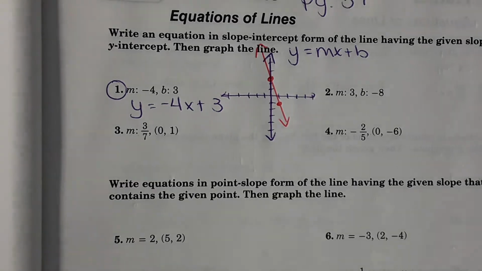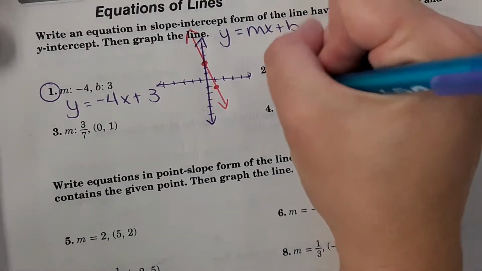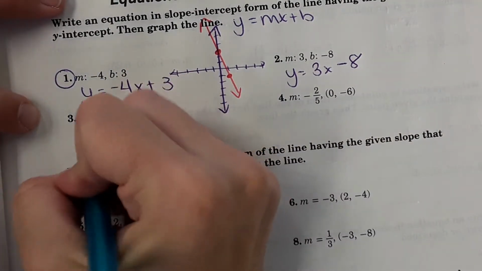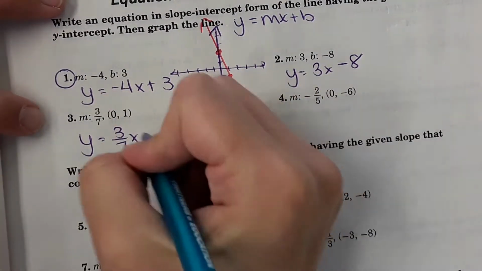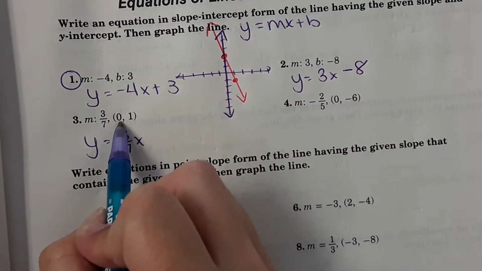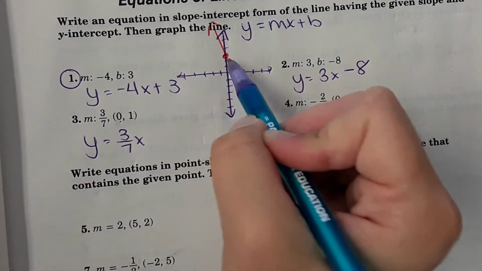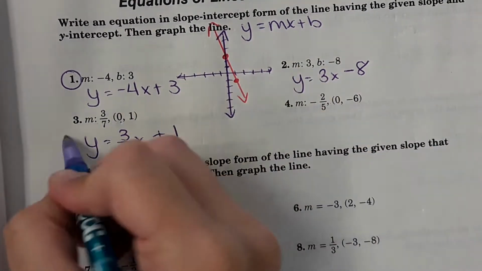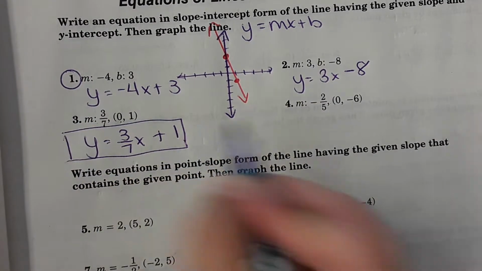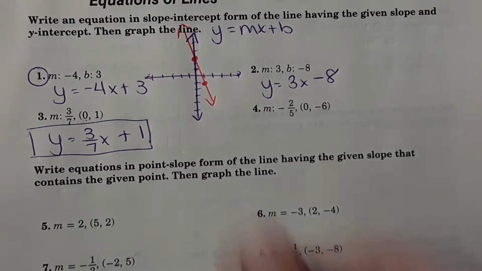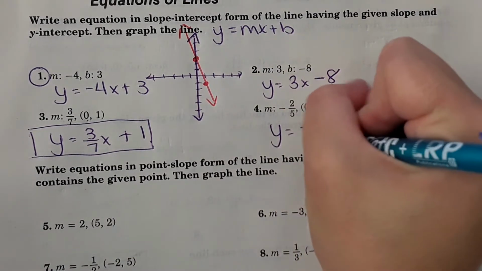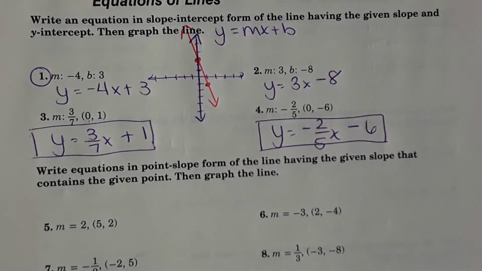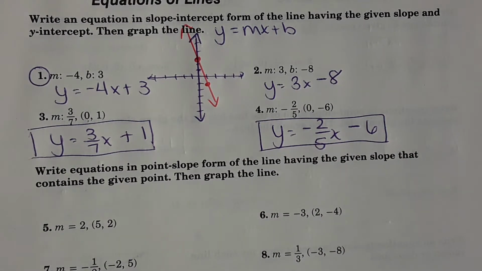Okay, for the next 3, we're just going to write the equation. Y equals 3x minus 8. Y equals 3/7 x. In this case, they gave you the coordinates for the y-intercept. Again, if you looked at that on the graph, it would just be at 1 as the y-intercept, so plus 1. And then same for this one, y equals -2/5 x minus 6. And you're good. Okay, those were pretty easy.